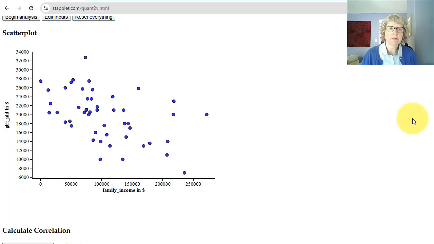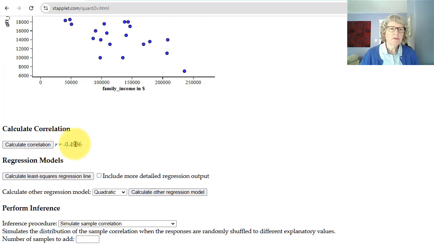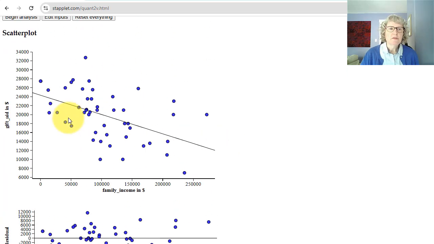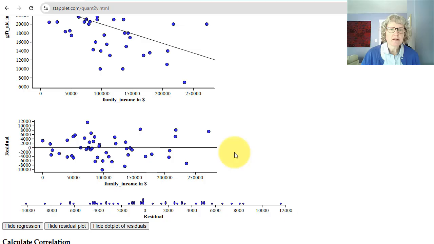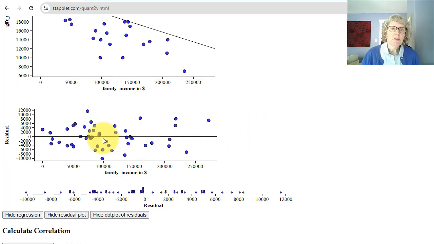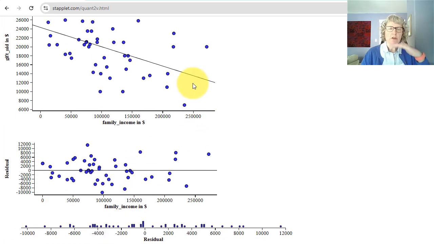So let's go back to StatKey first. We actually need to calculate the least squares regression line first, so I'm going to hit that button. It gives you that line that goes through. So this is the least squares line, and we'll come back to that in a minute. And then here are the residuals again, but this line, instead of being angled, is flattened out, or straight, okay?